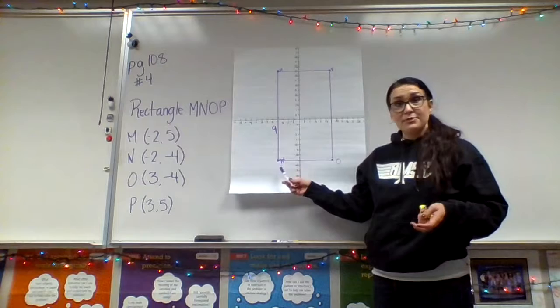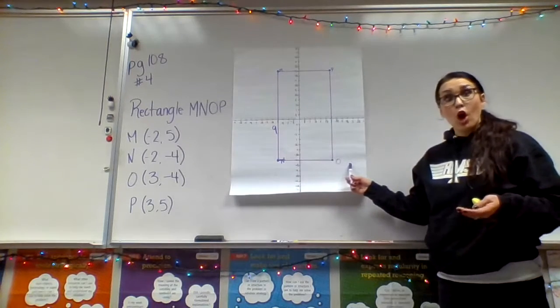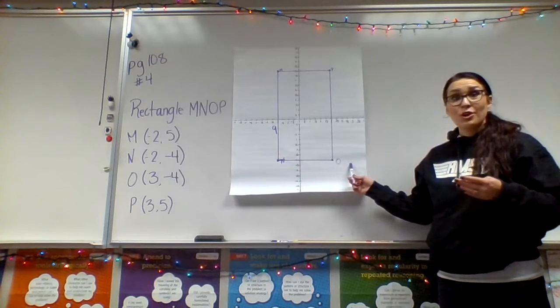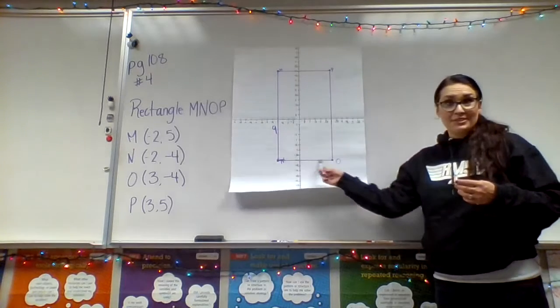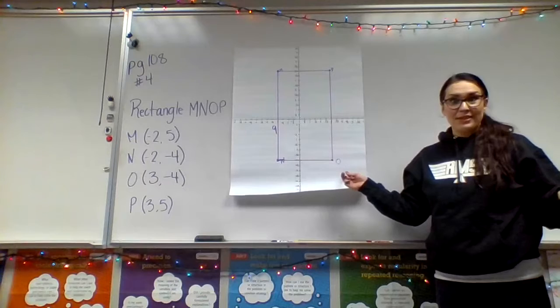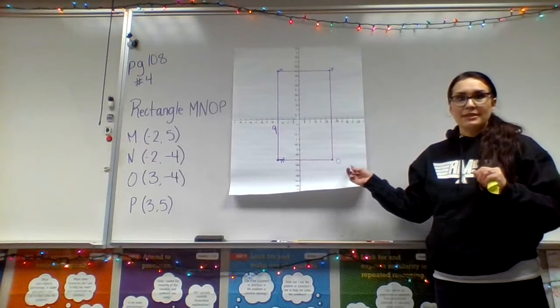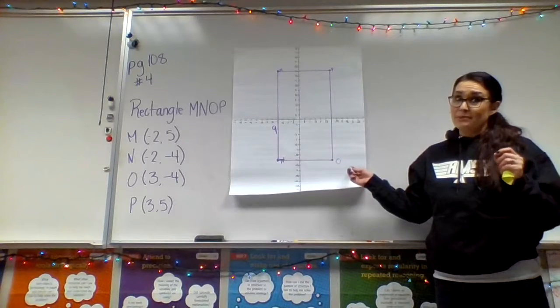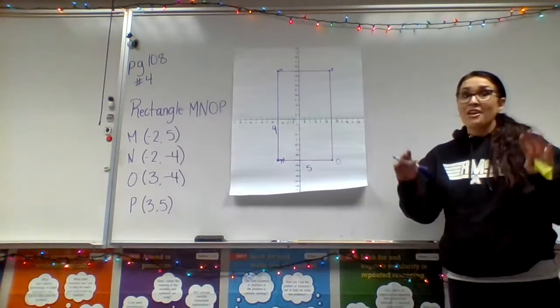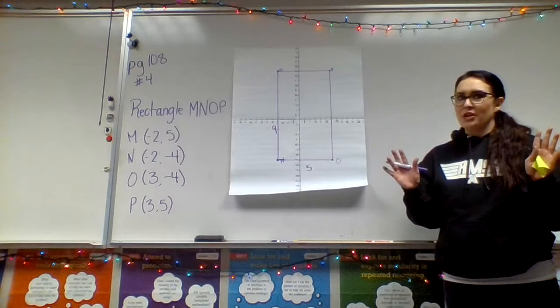Now let's look at the distance between point N and point O. So if we notice, our ordered pairs have the same y value. And if you notice, they're still on that same y-axis right there, correct? But our x is a little bit different. So what's the absolute value, my friends, of -2 plus the absolute value of 3? That's 5.